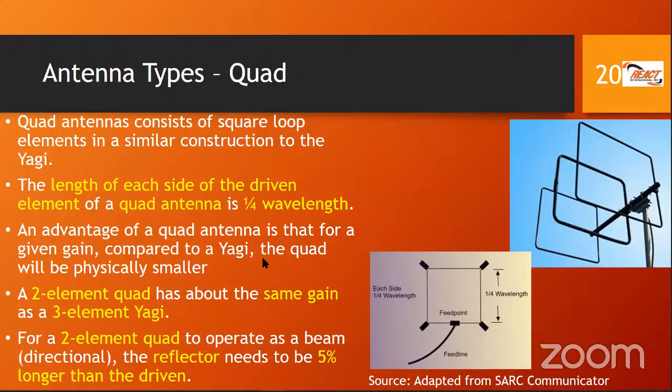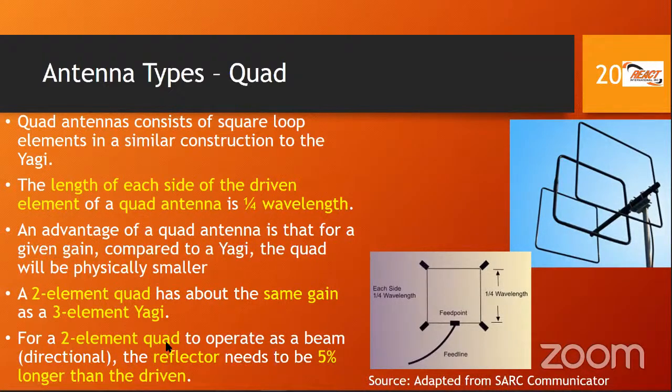So what we say is that that's an advantage given the quad will have a greater gain compared to a Yagi. The quad will be physically smaller. A 2-element quad has about the same gain as a 3-element Yagi. All right, so you need to know this for the exam as well.